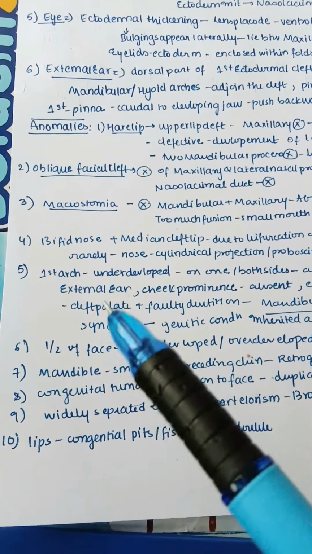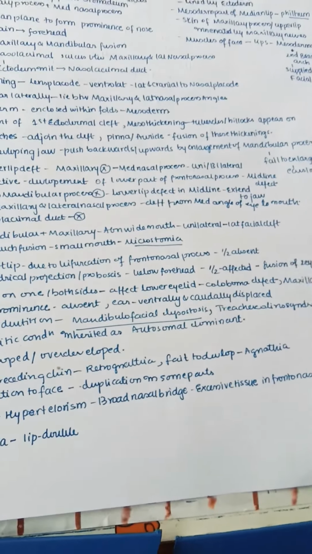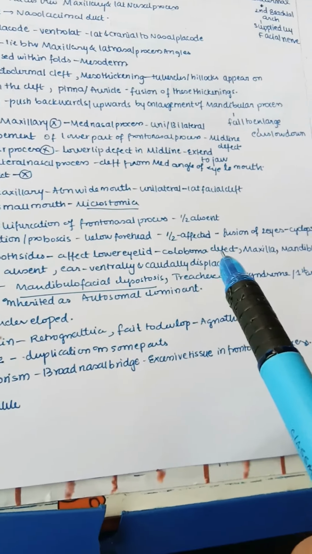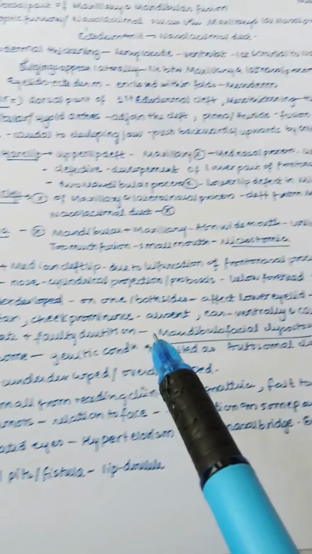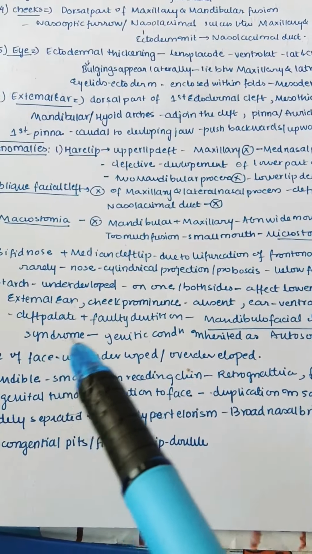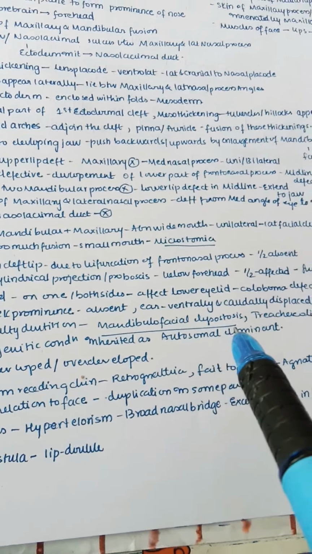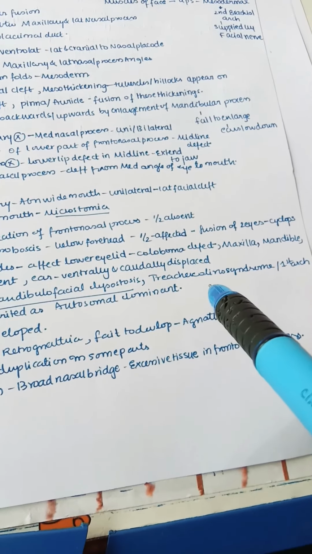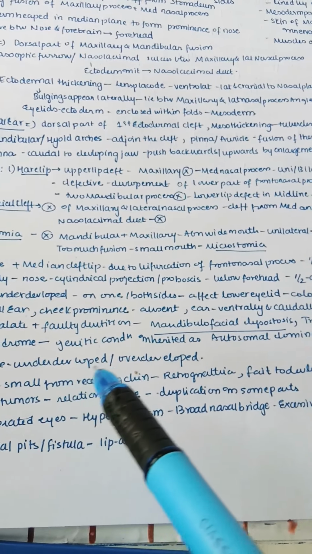Next let us check out the first arch. So the first pharyngeal arch, if it is underdeveloped on one side or both sides, affects the lower eyelid. It is called a coloboma defect. And the maxilla, mandible, external ear, and cheek prominence are absent, and the ear is ventrally and caudally displaced, along with cleft palate and faulty dentition. So this is known as mandibulofacial dysostosis, and we also have Treacher Collins syndrome, or also called first arch syndrome, in which the genetic condition is inherited as autosomal dominant.